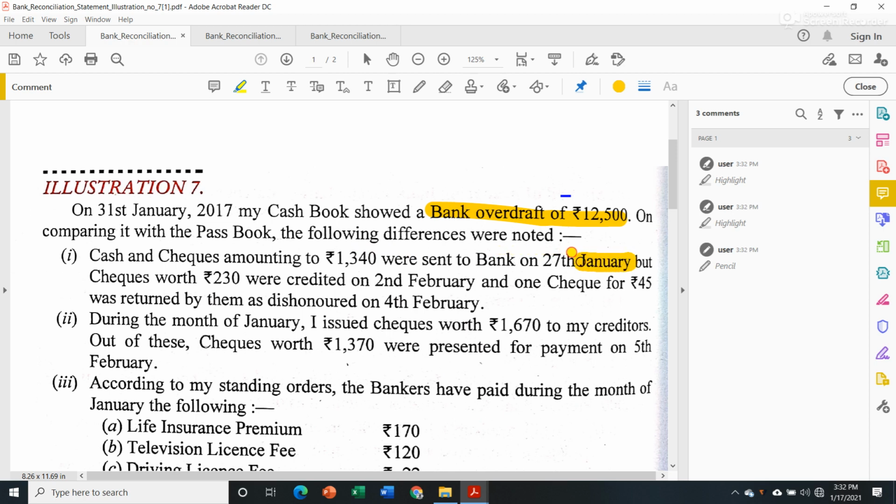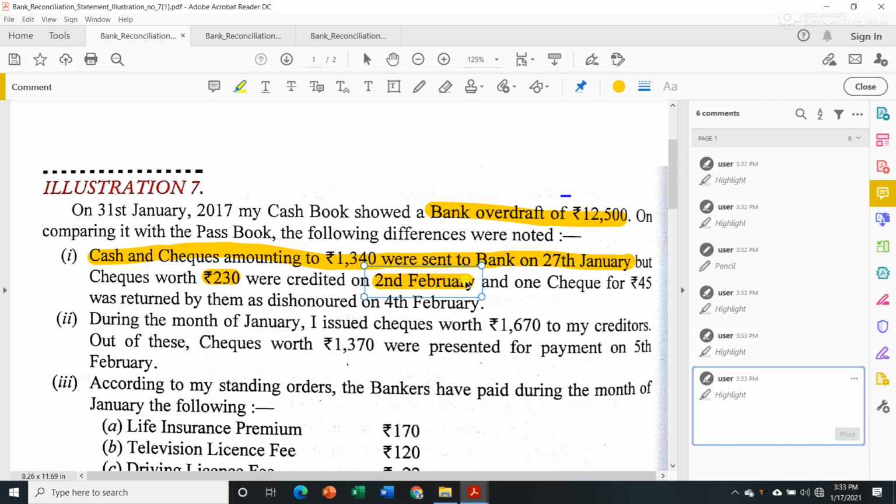Now, first try to understand this part of the transaction. It is saying that cash and checks amounting to rupees 1340 were sent to bank on 27 January. Means according to cash book, we already received 1340 in our bank account. Now they said, but checks worth rupees 230 were credited on 2nd February.